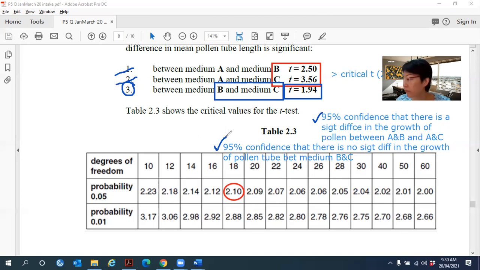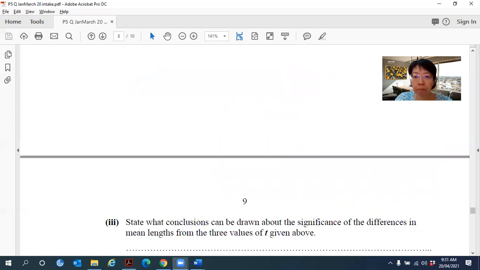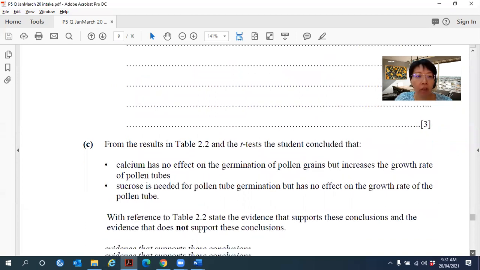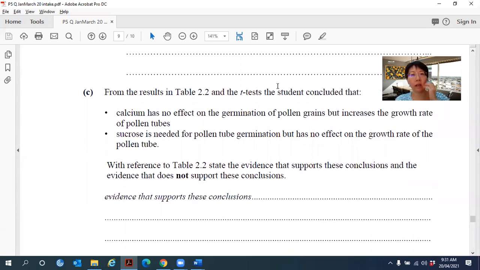Now there's one more mark given if the student says that this t value is actually bigger than 2.88. That means you can conclude that there is 99% confidence that the pollen growth between medium A and C is significantly different. For that conclusion you will also get 1 mark. So that's for this one. Next question. This is quite an interesting question.